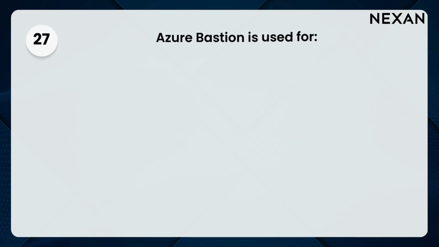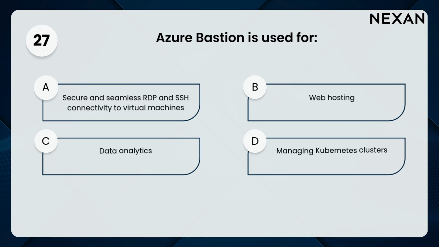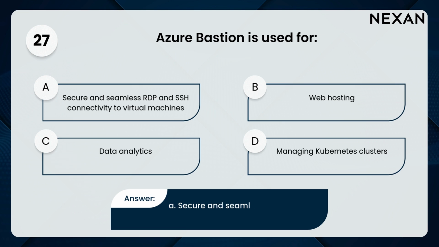27. Azure Bastion is used for A. Secure and seamless RDP and SSH connectivity to virtual machines. B. Web hosting. C. Data analytics. D. Managing Kubernetes clusters. Answer. A. Secure and seamless RDP and SSH connectivity to virtual machines.